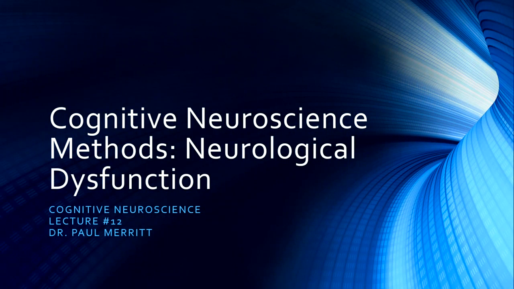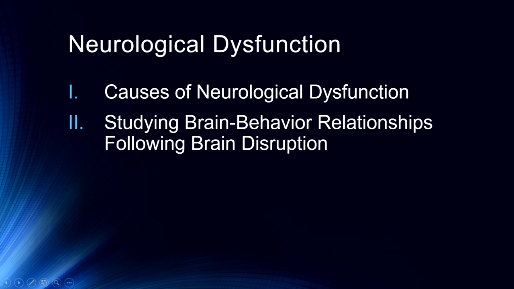Hello, and welcome to our next lecture in cognitive neuroscience. We're going to begin discussing cognitive neuroscience methods in more detail. In particular, in this lecture, we're going to talk about studying neurological dysfunction or populations of individuals with specific neurological damage. So, while there are quite a few of these to run through, it won't take us very long.